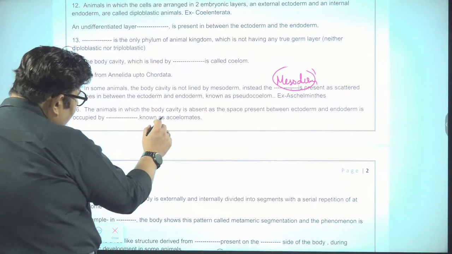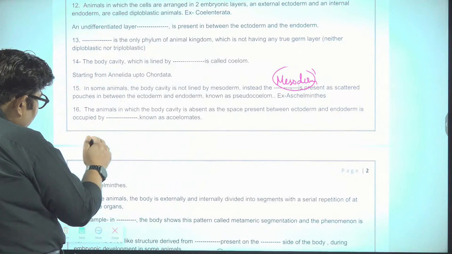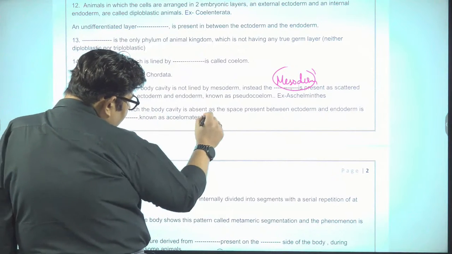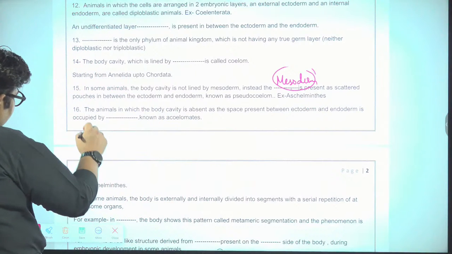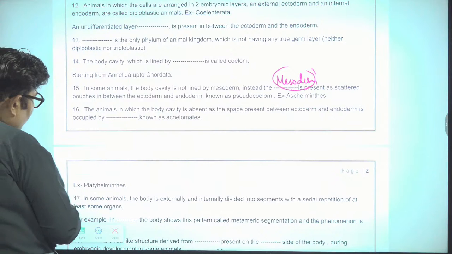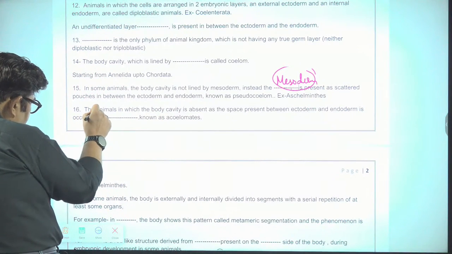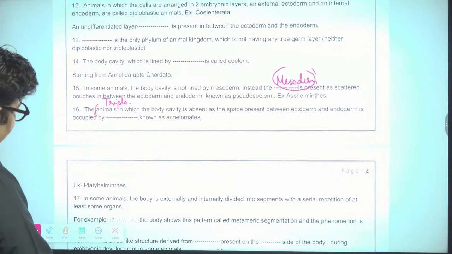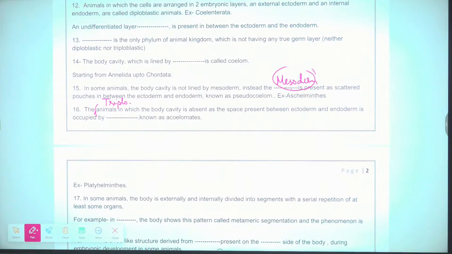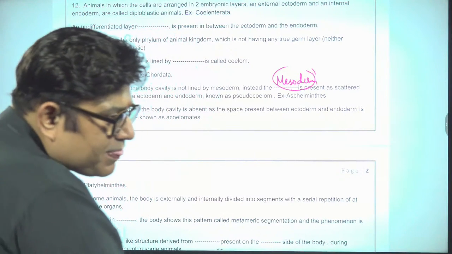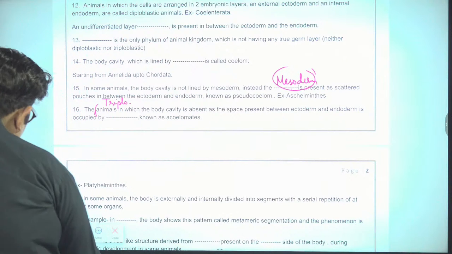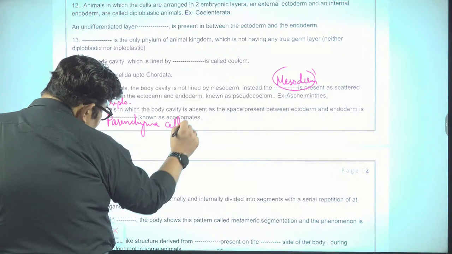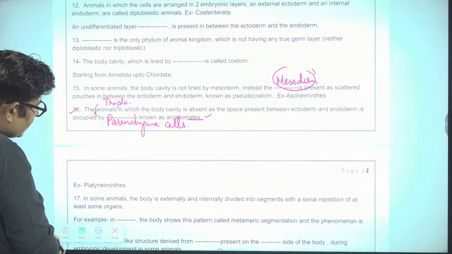The animal in which the body cavity is absent, as the space between ectoderm and endoderm is occupied by dash, is known as acoelomates. In triploblastic animals, the body cavity is absent as the space between ectoderm and endoderm is occupied by, yes, what should be the answer? I think it is parenchyma. Occupied by parenchyma cells. These are acoelomates, and these are triploblastic animals.